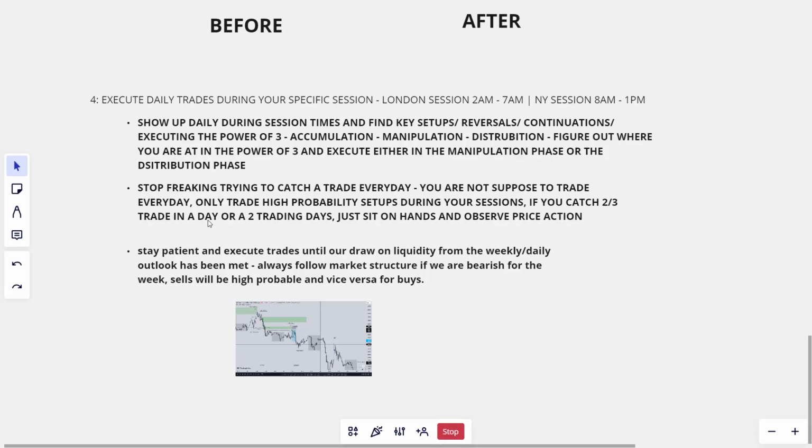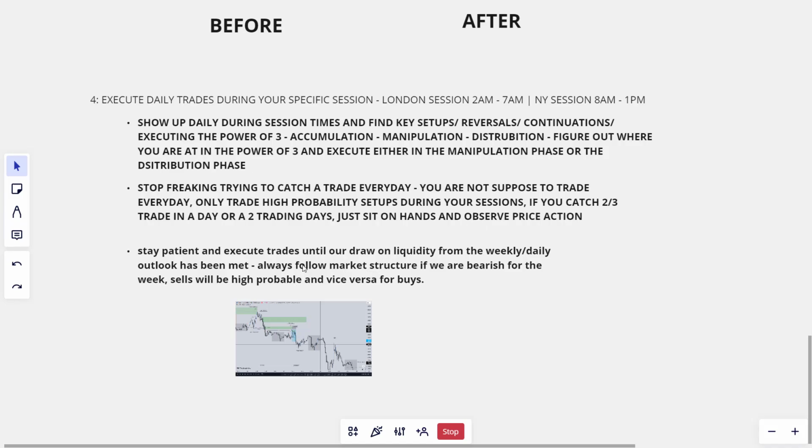We're only looking for high probability setups during our session times. If you catch 2 or 3 trades in a day, or in a 2-day streak, so if you catch a good trade today, and then tomorrow you show up and you catch another trade, just sit on your hands and observe price action. Don't go back into the market just because you caught a trade and are trying to force a trade every single day. The key is not to trade every single day. It's just to find high probability setups during your sessions and execute those setups.